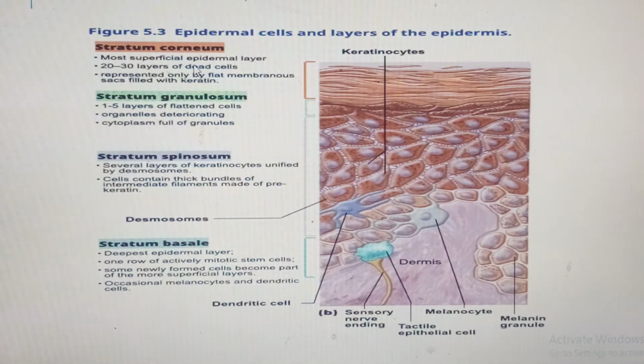Then we have the stratum corneum, consisting of about 20 to 30 layers in both thick and thin skin. Although in thick skin, between the stratum corneum and the stratum granulosum, we have about 2 to 3 layers of cells, what we call the stratum lucidum, that clear layer, which comes from the granulosum. That's in thick skin. But in thin skin, just from the stratum granulosum, we go to the stratum corneum, the horny layer.